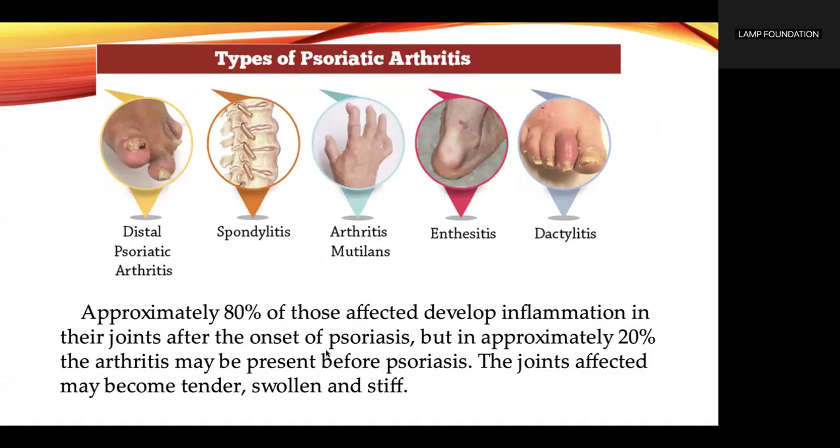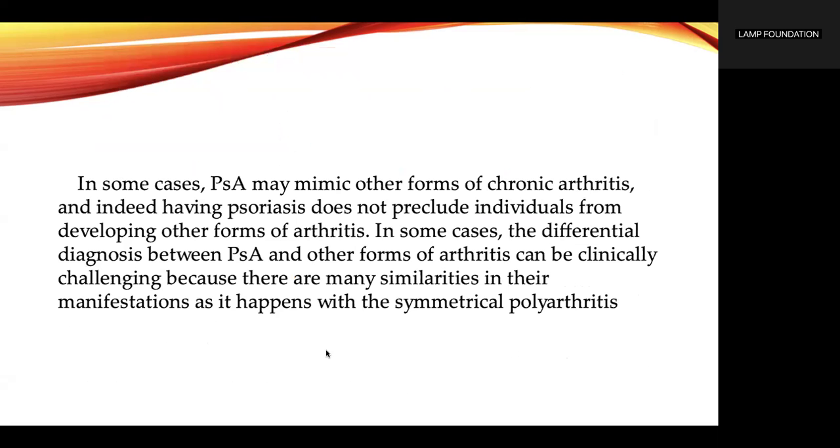Approximately 80% of those affected develop inflammation in their joints after the onset of psoriasis, but in approximately 20%, the arthritis may be present before psoriasis. The joints affected may become tender, swollen, and stiff. In some cases, psoriatic arthritis may mimic other forms of chronic arthritis, and indeed having psoriasis does not preclude individuals from developing other forms of arthritis.